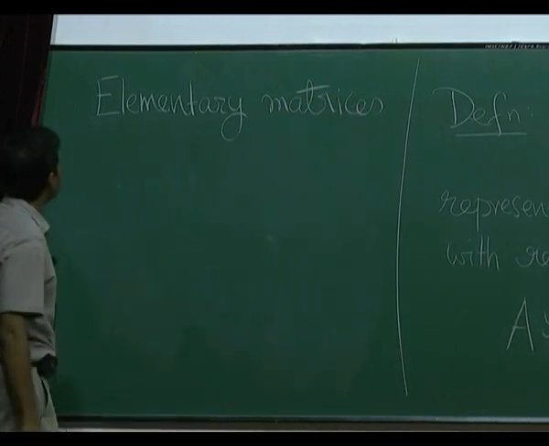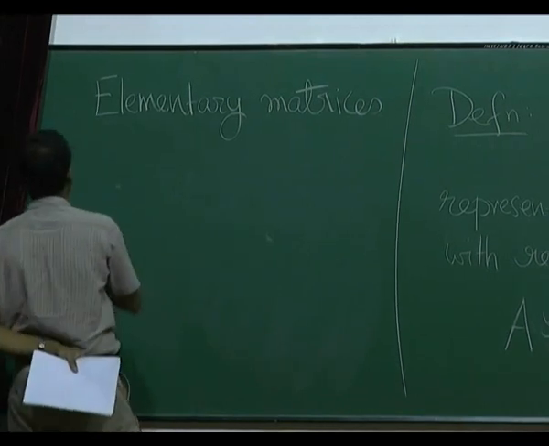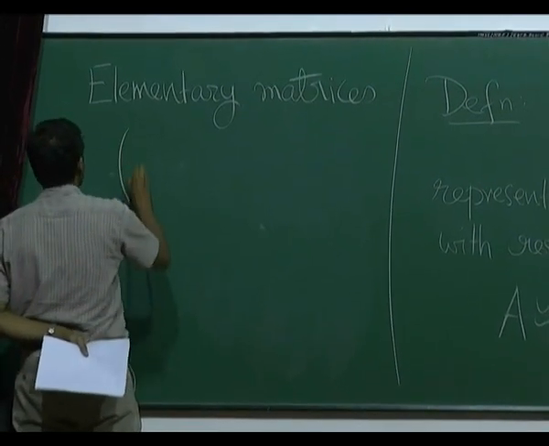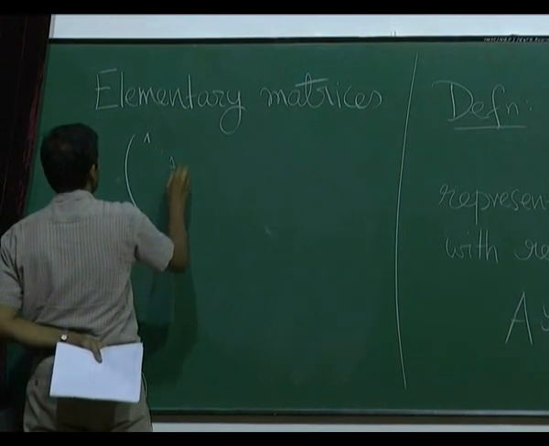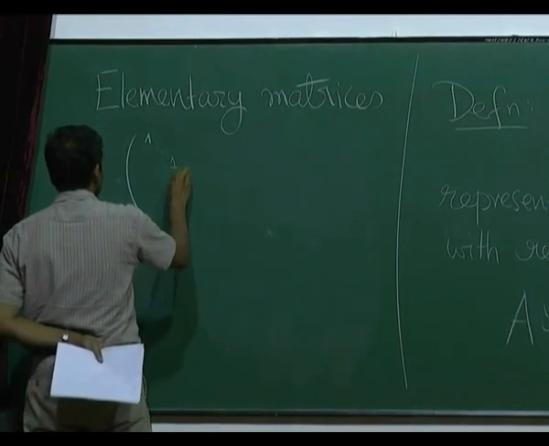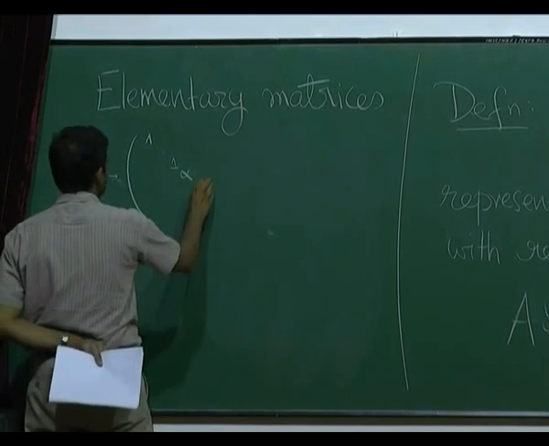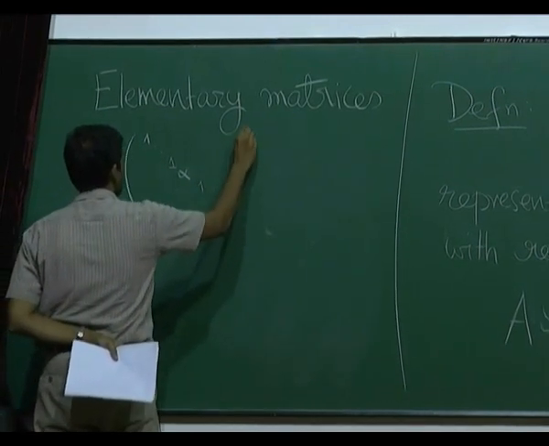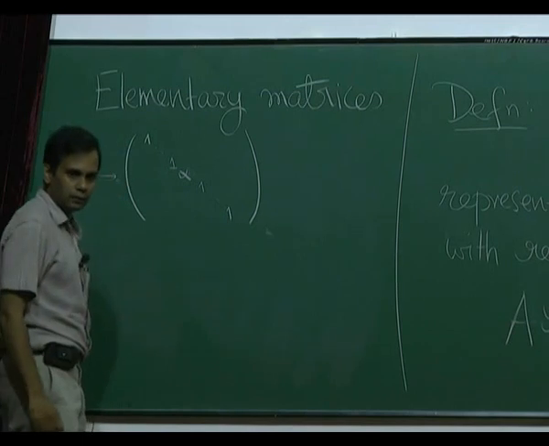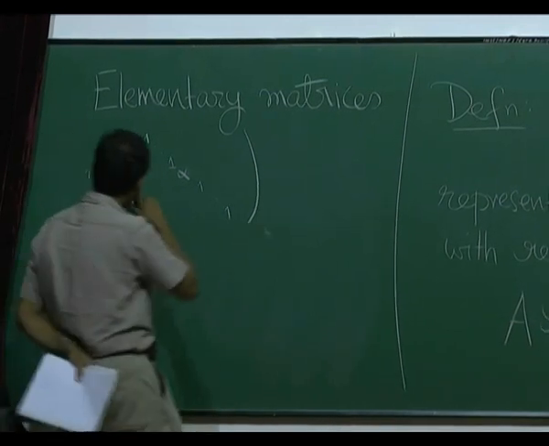So, what is an elementary matrix? Let me just give you some examples. You take this matrix with 1s on the diagonal, and then at the ith place you put alpha, and then 1s again. This is a square matrix.